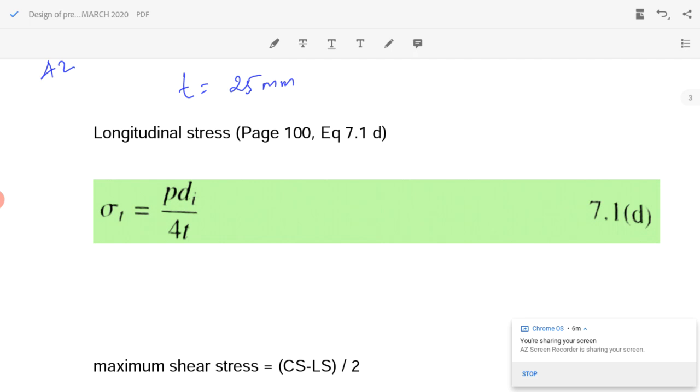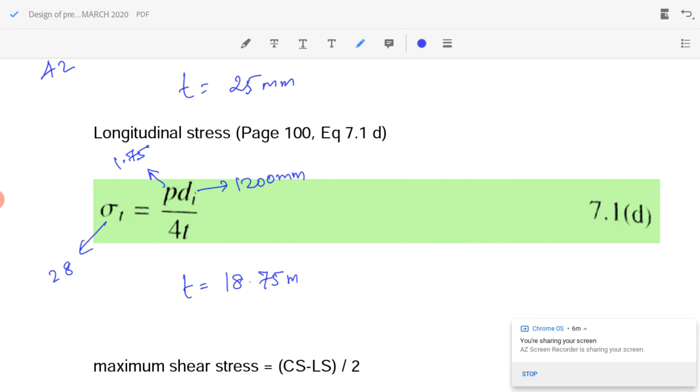Further, I can design the pressure vessel according to longitudinal stress also. So as per longitudinal stress, the maximum longitudinal stress allowable was only 28. Inner diameter remains the same, 1200 mm, and pressure equals 1.75. I can get thickness equal to 18.75 mm. And if you have got two values for thickness, you should select the higher value.